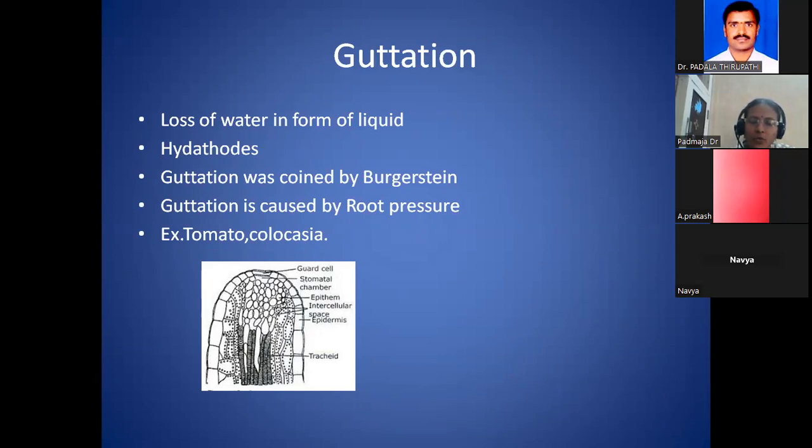If you see this hydathode structure, it is a special structure consisting of these two epidermis and a substomatal chamber, and a special type of oval and loosely arranged cells called the epithem, which has more intercellular space, and these are attached to the cells of the xylem. So the loss of water in the form of droplets is called guttation. It takes place by the hydathodes. It is mainly caused by a physical process of root pressure.